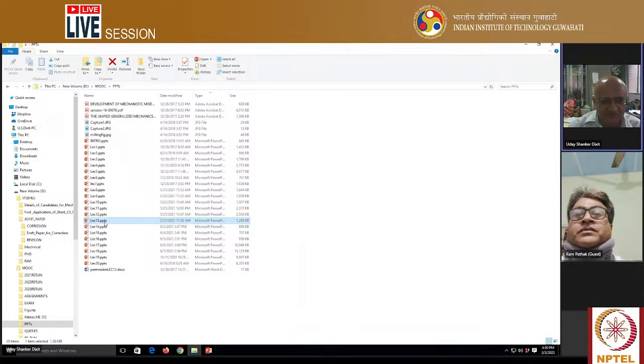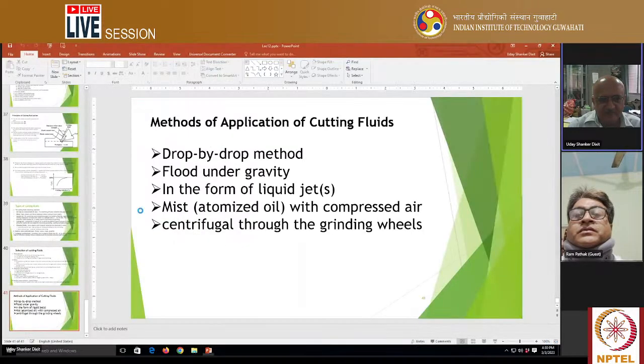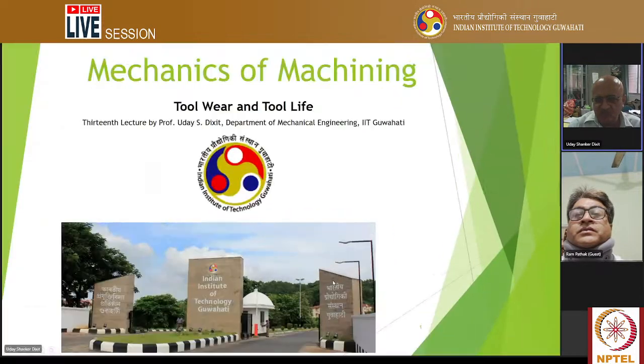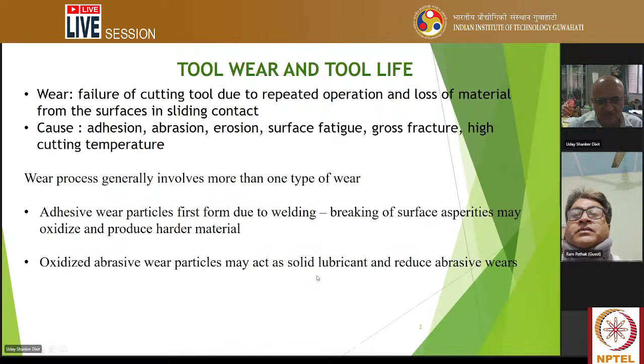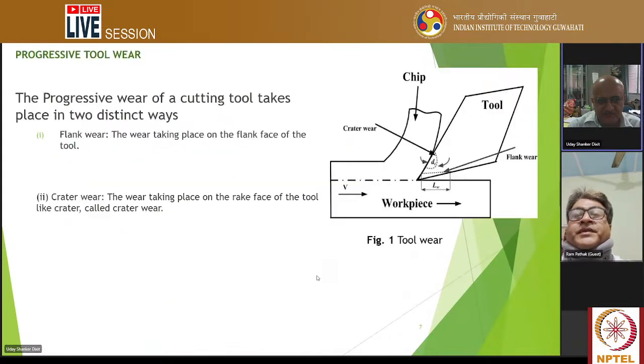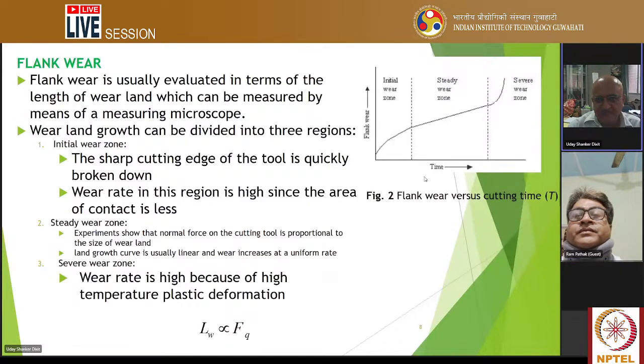Lecture 13. In lecture 13, we are talking about tool wear and tool life. Different types of wear mechanisms have been explained, and a particular thing is crater wear. Crater means pit. So there is a pit on the rake surface because of high temperature. Diffusion is the main mechanism. And then this is flank wear, which is on the clearance surface. Dimensional accuracy is affected by the flank wear, not by the crater wear.